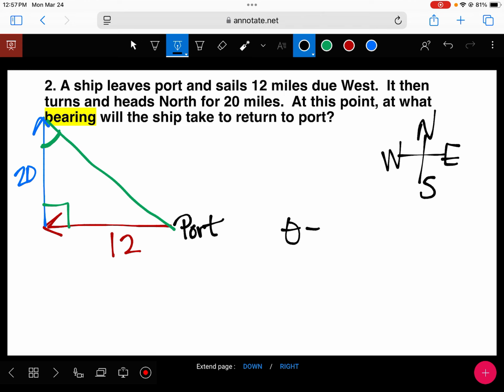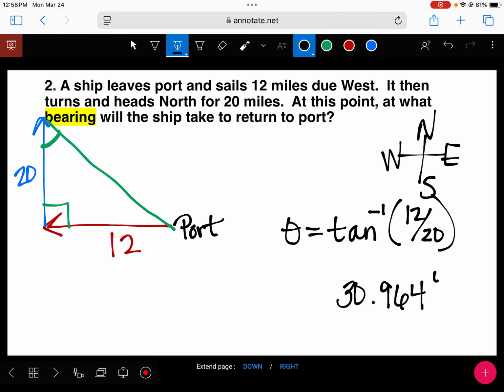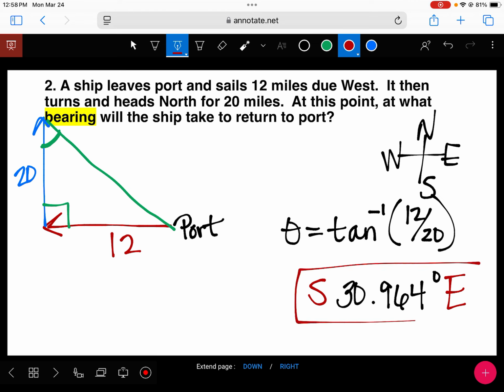So your angle is inverse tangent 12 over 20 because that would be opposite over adjacent. So you should get 30.964 degrees. And what would be my direction heading back? Southeast. South and east. That's it. That's all there is to it.